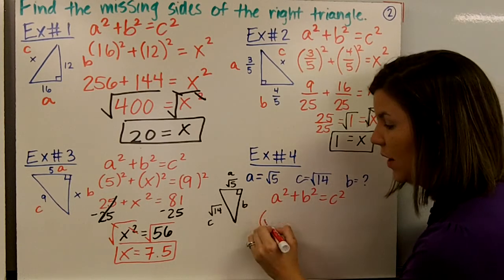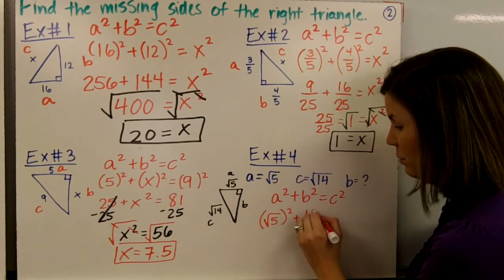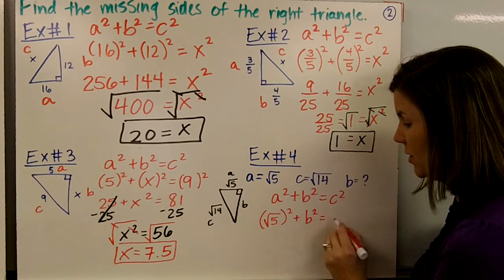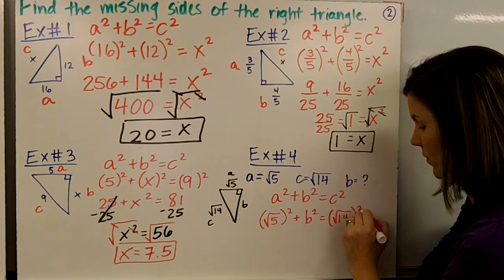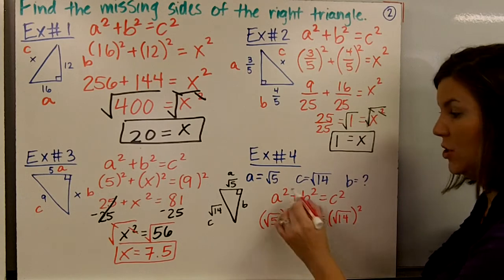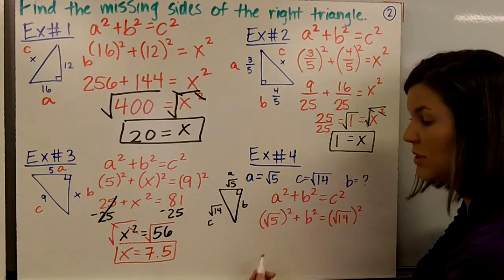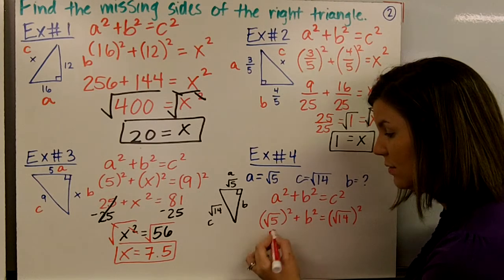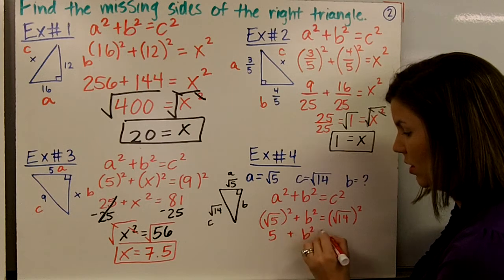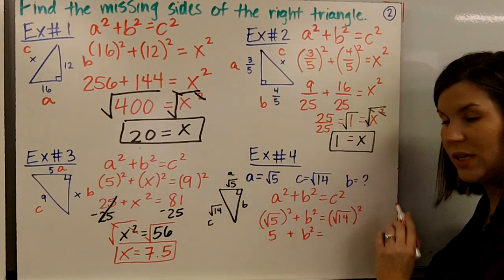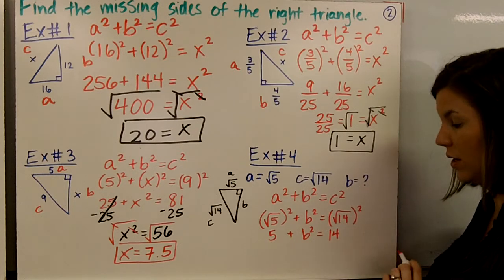So I have the square root of 5 squared plus B squared, which I don't know what it is, and C squared is the square root of 14 squared. Just substitute for your variables. Square root of 5 squared is just 5. The squared and the square root cancel out. Carry down. Square root of 14 squared is just 14. The square root and the squared cancel out.